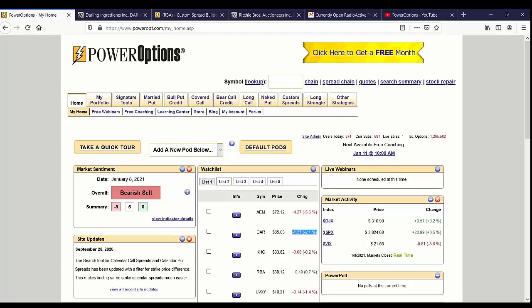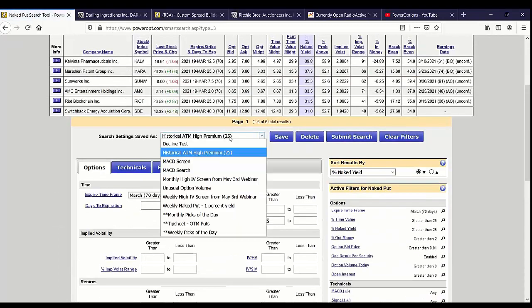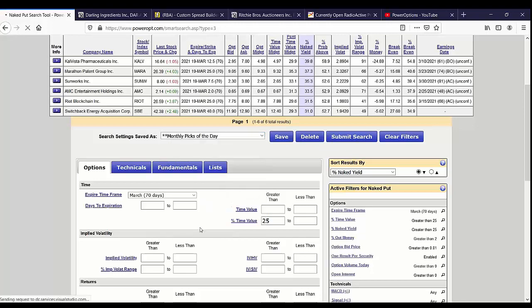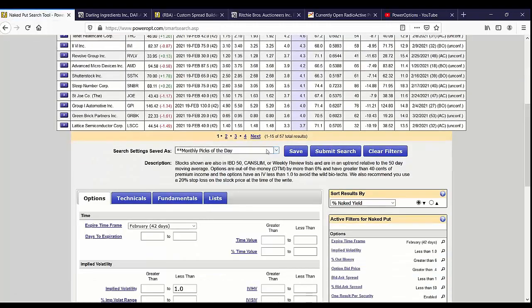All right, Robert, one last one. How do I set up my naked put list to show at the money strikes as well as OTM, but not ITM? Okay, pretty simple. I'd use the percentage in this case. There's not a lot here. Let me go back to a default, monthly picks of the day. No, I'm sorry. Let's clear the settings, Robert.